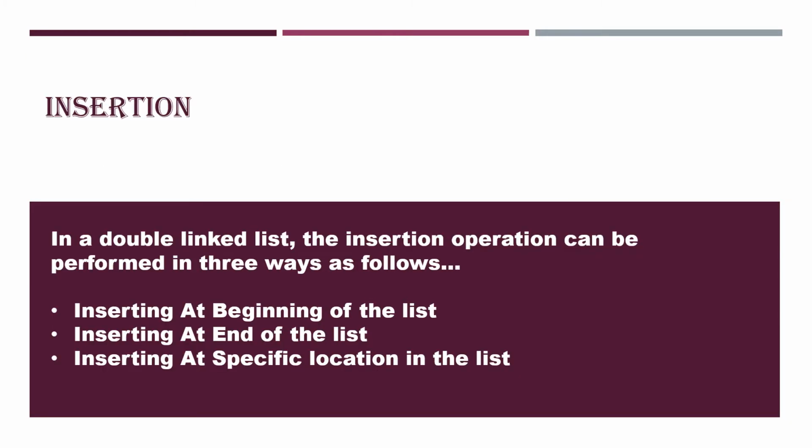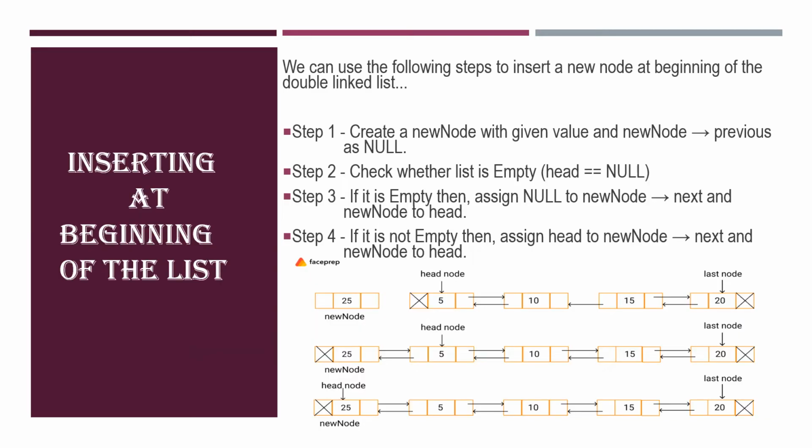Insertion operation. As in single linked list, in double linked list also we can insert an element at three positions. First, insertion at beginning of the list, insertion at end of the list, and insertion at specific location in the list. Let us see one after next. Insertion at beginning of the list.